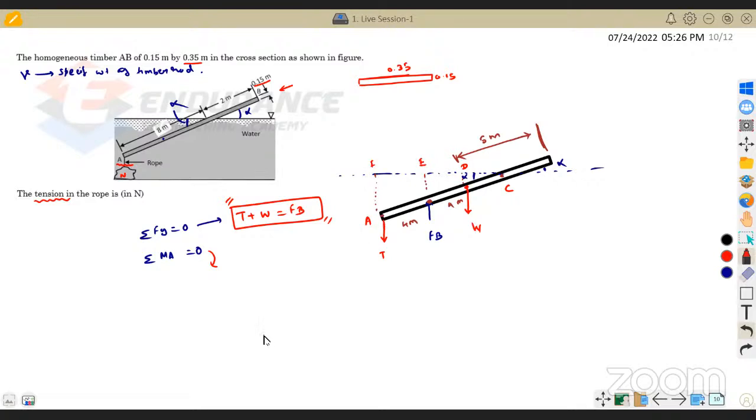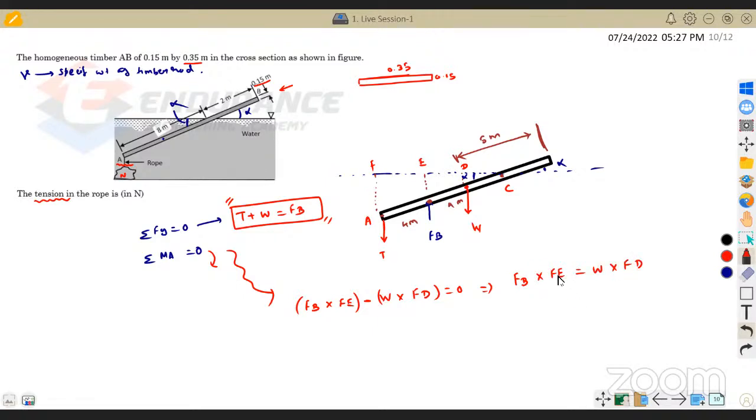Now, if I find out moment about point A, this is going to be FB into this distance, right? FB into FE. And how is it acting? It is acting in anticlockwise direction. Let me take anticlockwise to be positive. Okay, W into FD, and W into FD was acting in clockwise direction. That's why minus, which is equal to 0. So this is from summation of MA is equal to 0. So now I can make FB into FE equal to W into FD.